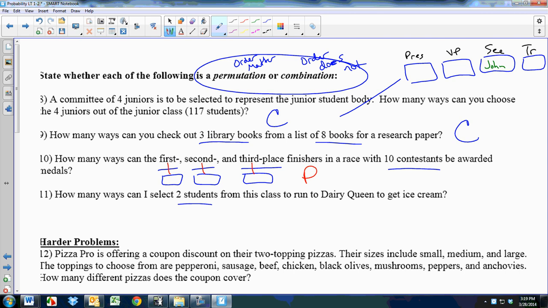The last one, 2 students to go to Dairy Queen and get ice cream. Does order matter? No, if you pick the same 2 people in a different order, you're still sending the same 2 people to get ice cream, so combination. And that's all I'll go through in the video for Learning Target 2.